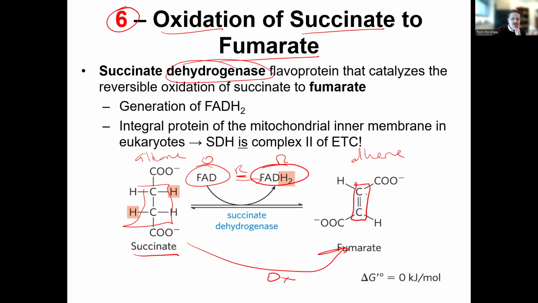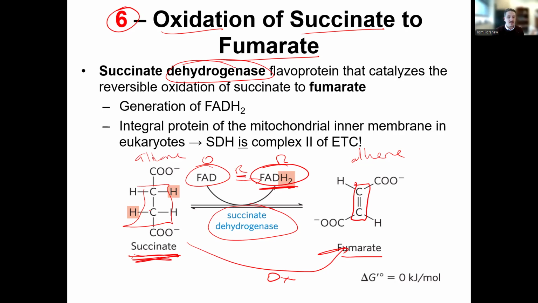I don't have too much, again, on the mechanism of this, which I'd like to go into. The enzyme that catalyzes the dehydrogenation of succinate to fumarate is succinate dehydrogenase. FADH2 is generated this time. That's really one of the main things. But the succinate, of course, is getting oxidized. The carbon is getting oxidized in this reaction.